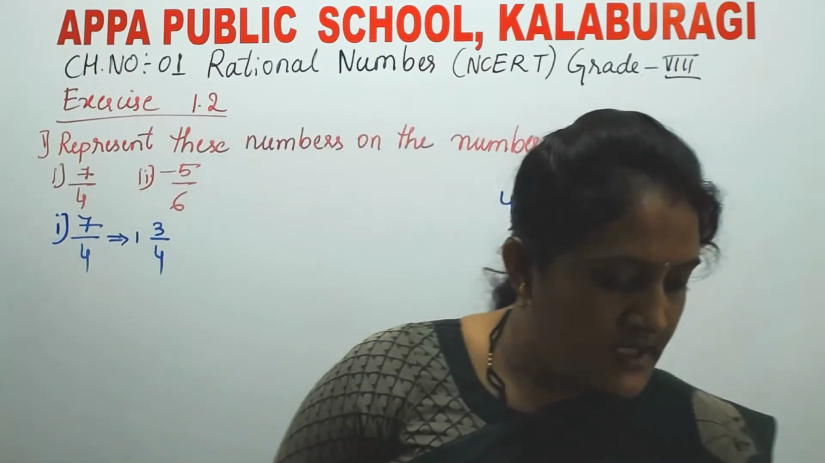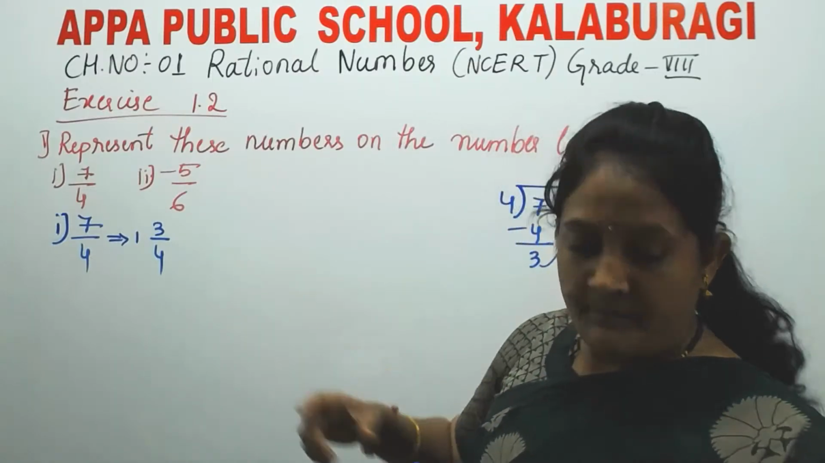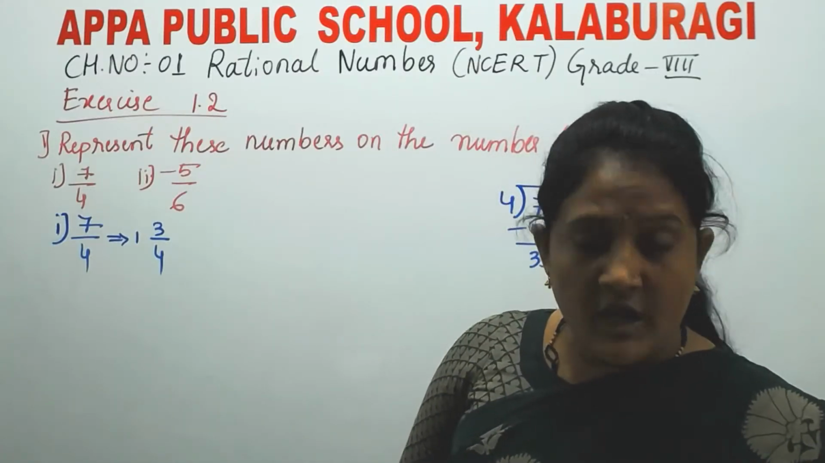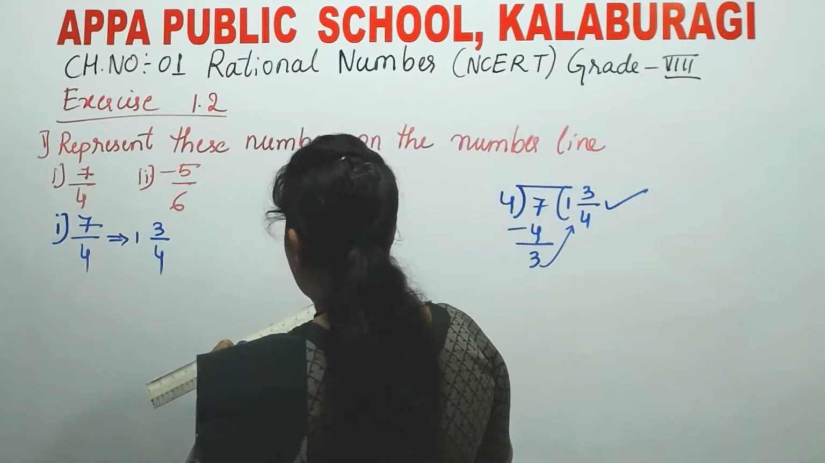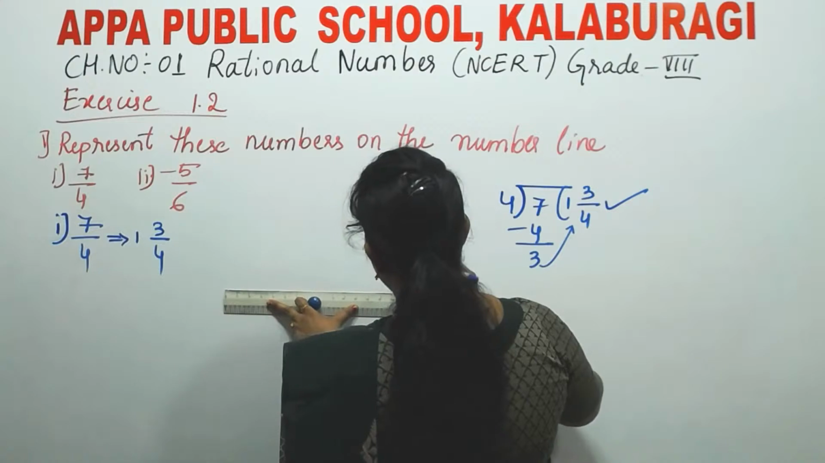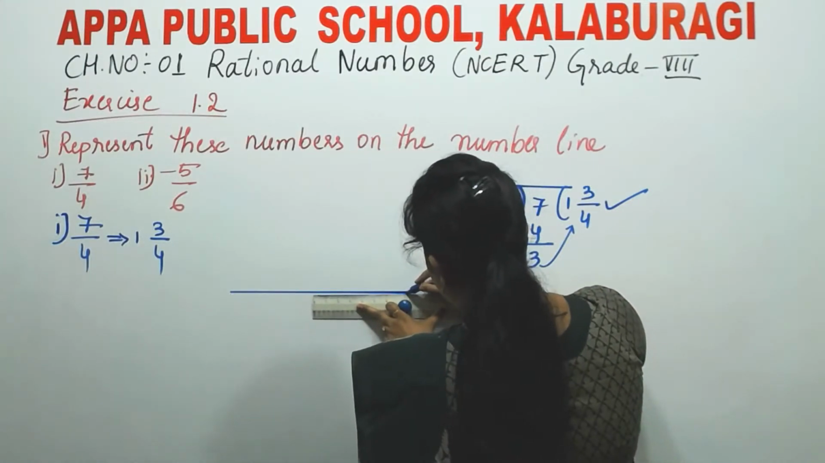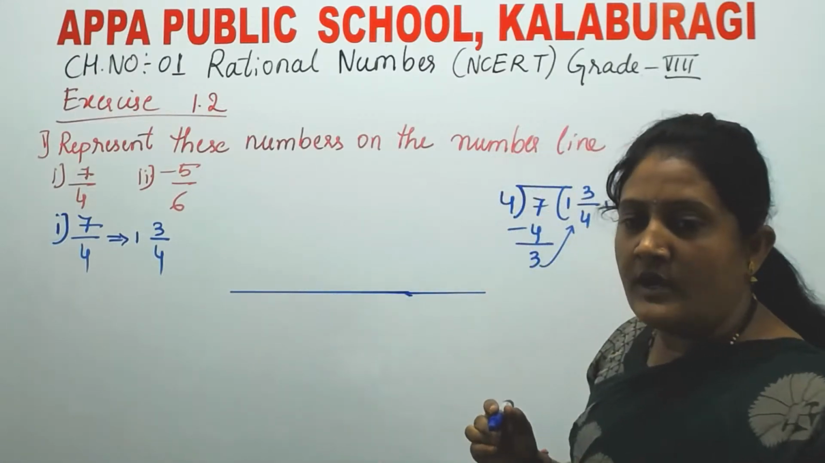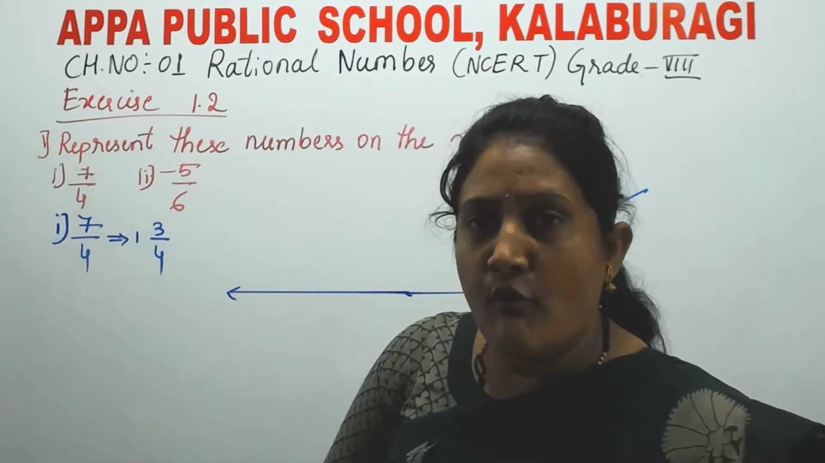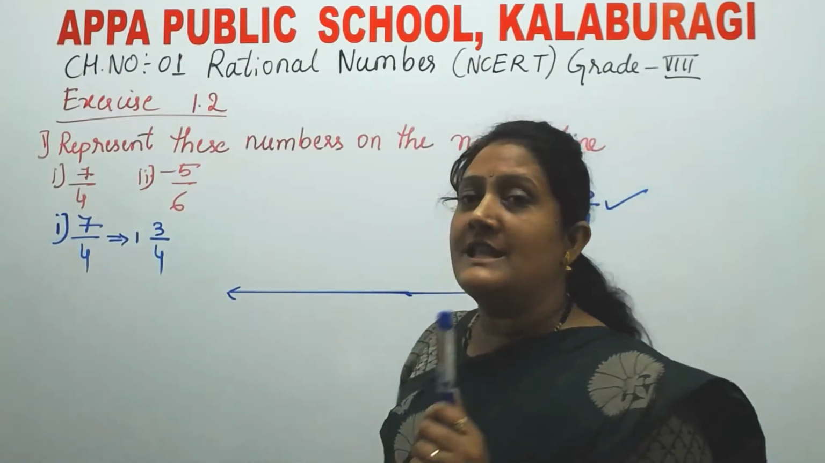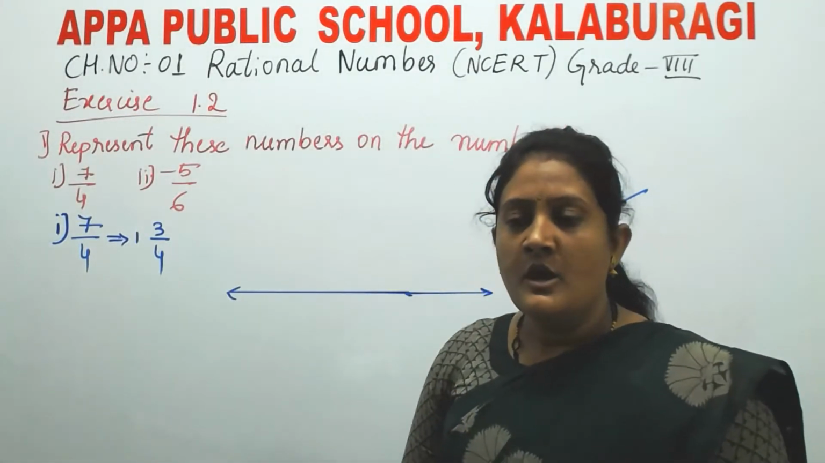For that, shall we start? First we have to understand between which numbers the number will come. Now tell me, do we have to represent it on the right side or the left side of the number line? So first, write the number line. This is our number line. Now tell me, left side or right side? Why should it be on the right side?